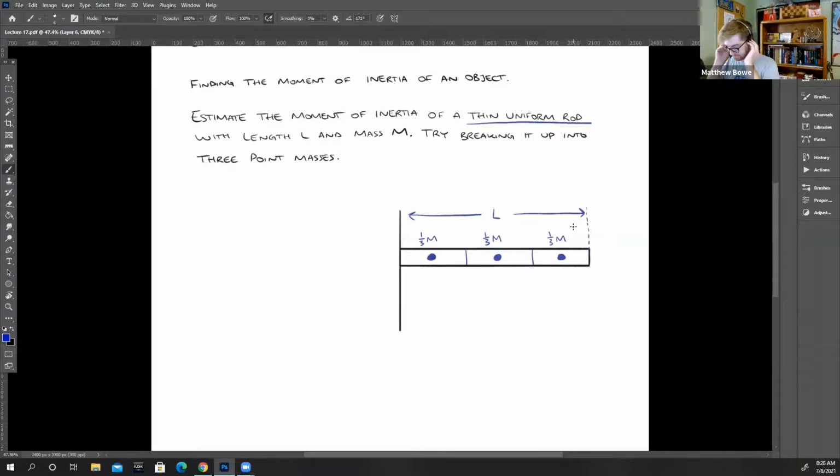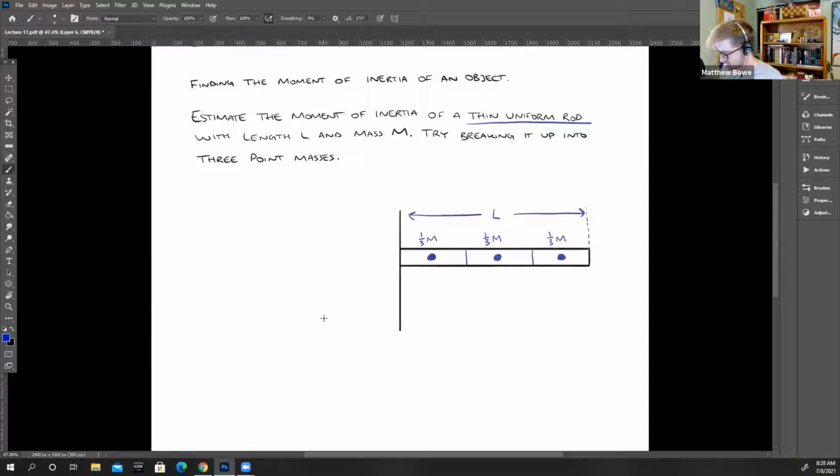Why do I have this other line right here? Well, that's what we're rotating this object around. Imagine this is sort of like a ruler, and you're rotating it around one end, right where the 0 on the ruler is. So if this is the axis, it's rotating around it like that.